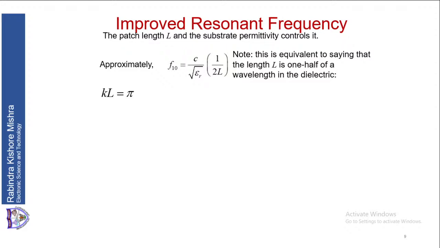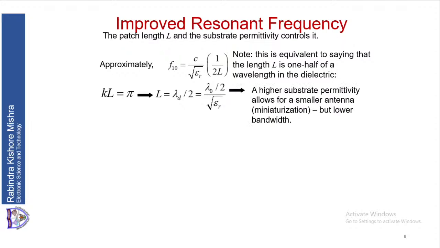Now, as you know, KL is equal to pi. So from that we can say L is equal to lambda G, or lambda D, where lambda G stands for guided wavelength and D stands for dielectric. So it is the wavelength within the dielectric. So L is equal to lambda D by 2, that is equal to lambda 0 by 2 divided by root epsilon R, because lambda D is equal to lambda 0 by root epsilon R.